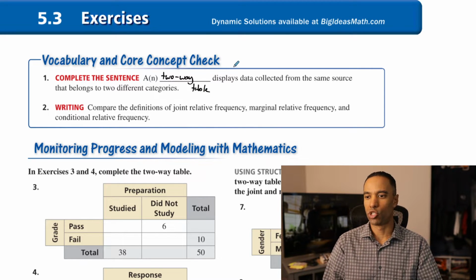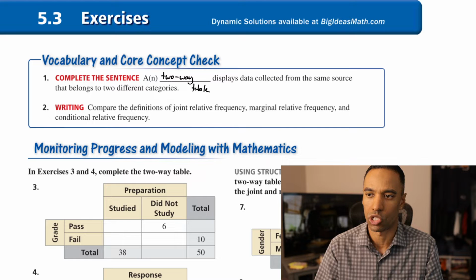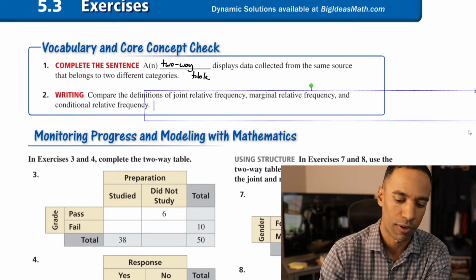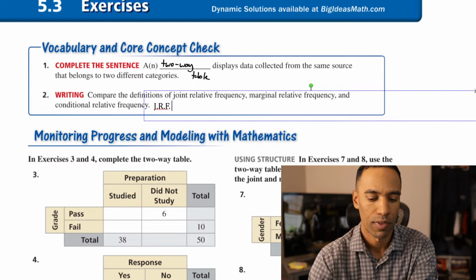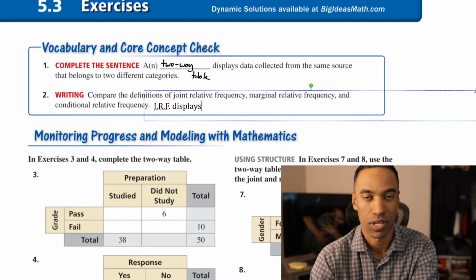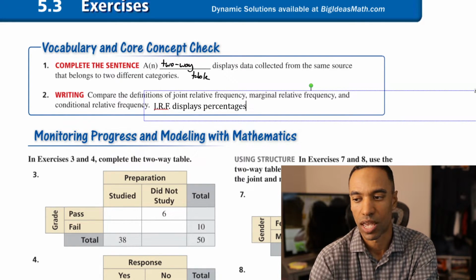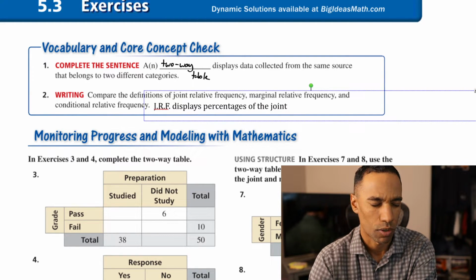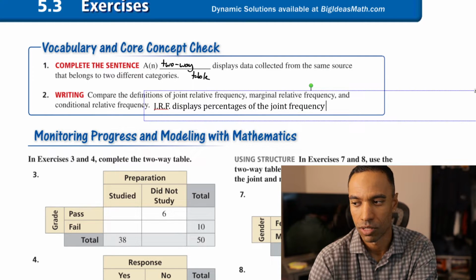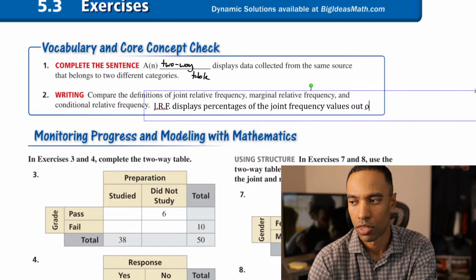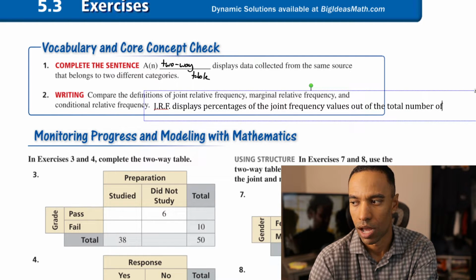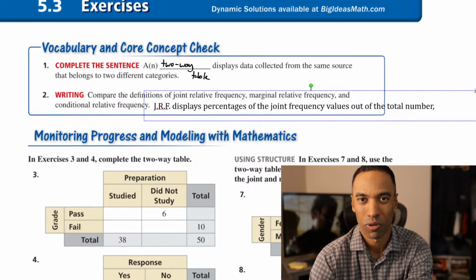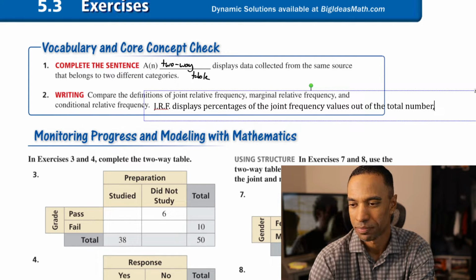All right, compare the definitions of joint relative frequency, marginal relative frequency, and conditional relative frequency. Well, they're all relative frequencies, so that's great. But the joint relative frequency displays percentages, or decimals, of the joint frequency values out of the total number. I'll say out of the total number, because I don't know if it's always voted people or whatever the survey responders and all that stuff.